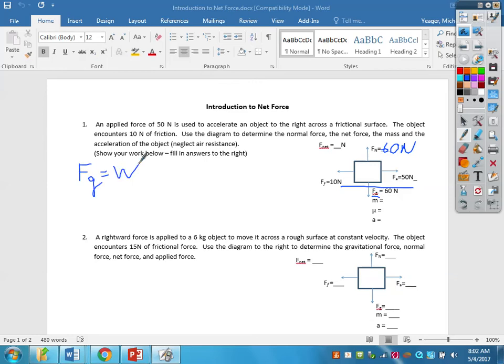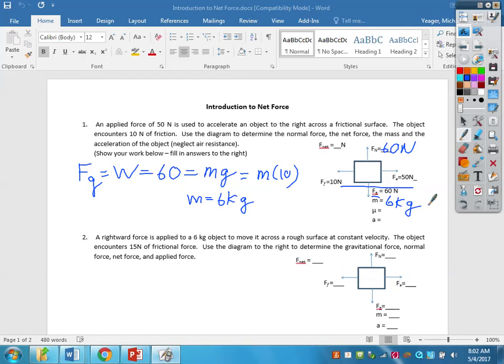Again, use either of those symbols. So that equals 60. 60 equals m times g, all right? That means it's m times 10. Again, we use 10. Divide by 10. Mass of this is 6 kilograms. Okay?